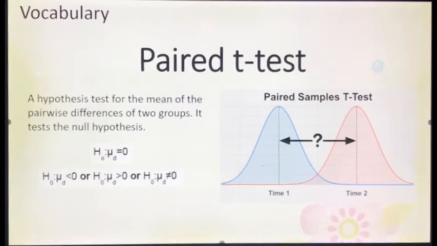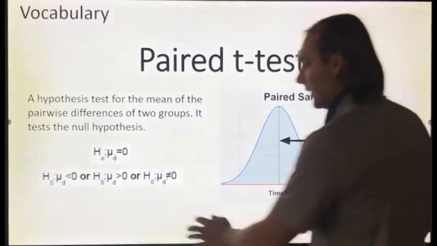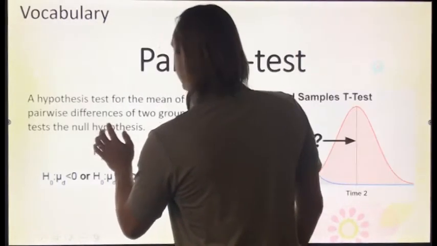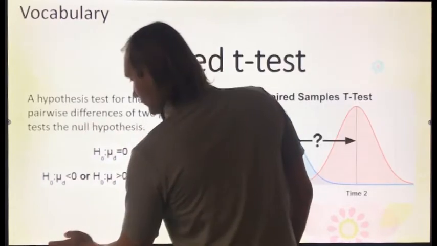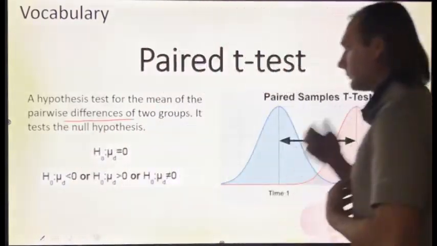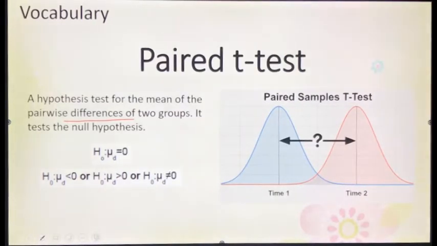So with this, we are talking about quantitative data, so we want to run a t-test. The paired t-test is a hypothesis test for the mean of pairwise differences of two groups. The key word here is differences. It tests a null hypothesis.